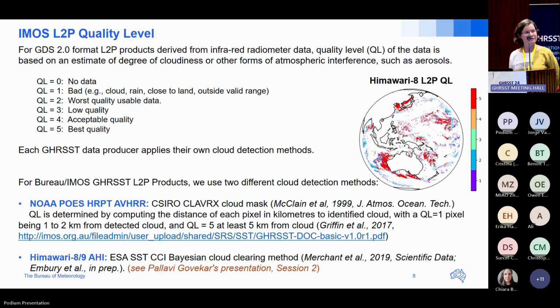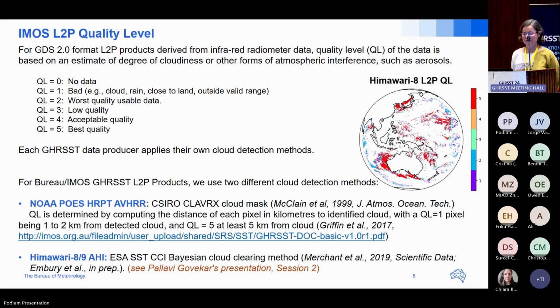QL equals 0 is no data. QL equals 1 is bad data because it's either close to land or there's rain or something, or it's outside of the valid range for temperature. QL equals 2 is the worst quality data that you can actually plot or use, but it will probably be cloudy. So we don't recommend that someone use that data, but they can look at it if they so wish.